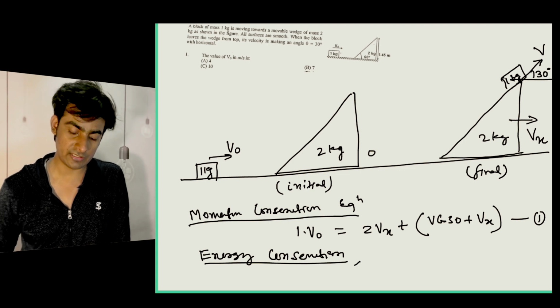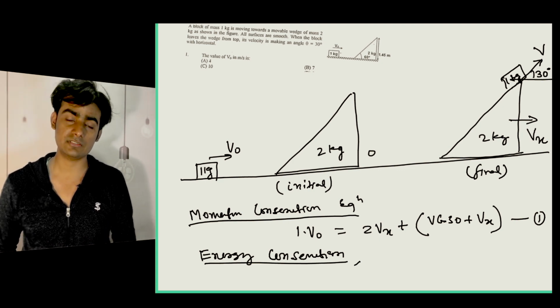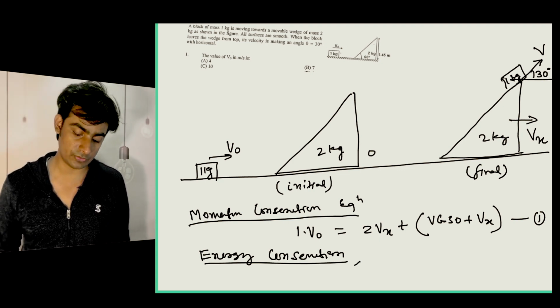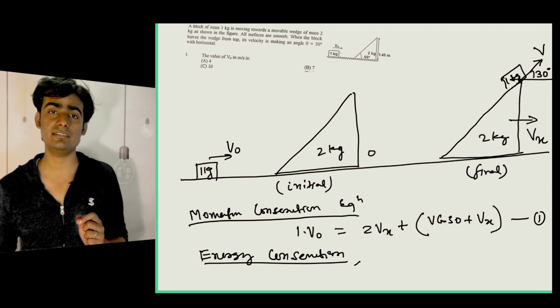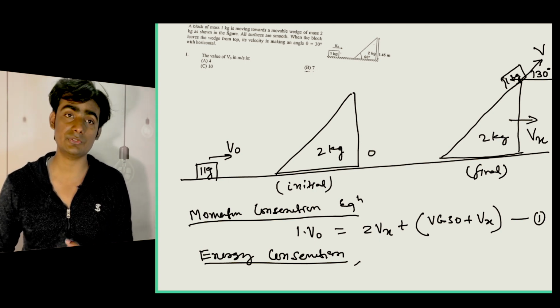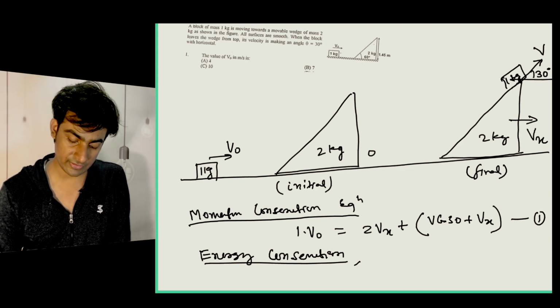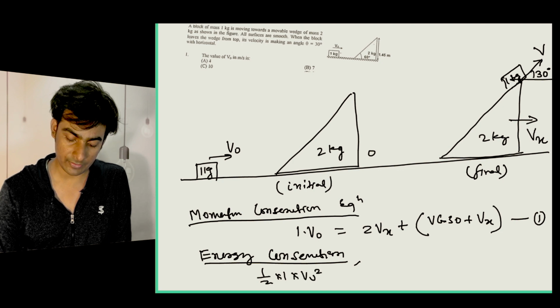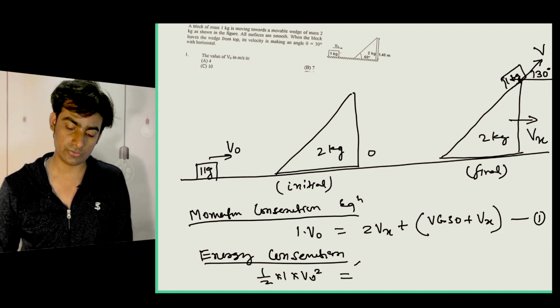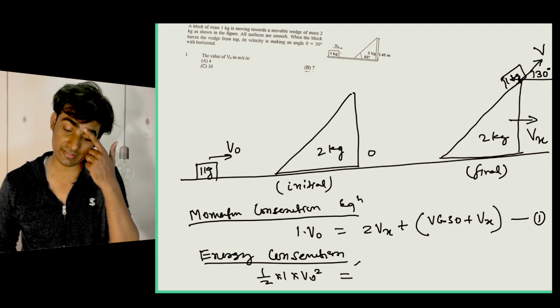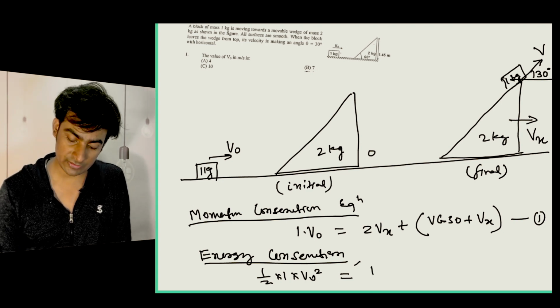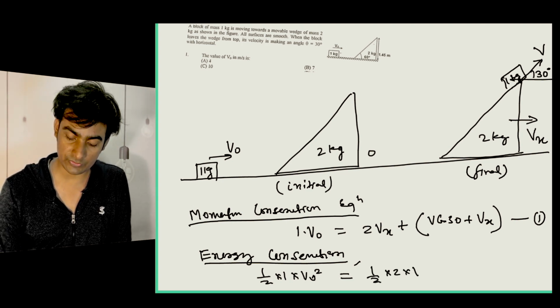So energy conservation: since there is no loss in energy due to friction, we can say that initial kinetic energy plus potential energy equals final kinetic energy plus potential energy. So what is the initial kinetic energy? We can write it as half into 1 into v naught square, equals to... what is the final kinetic energy? So obviously half into 2 kg into vx square.